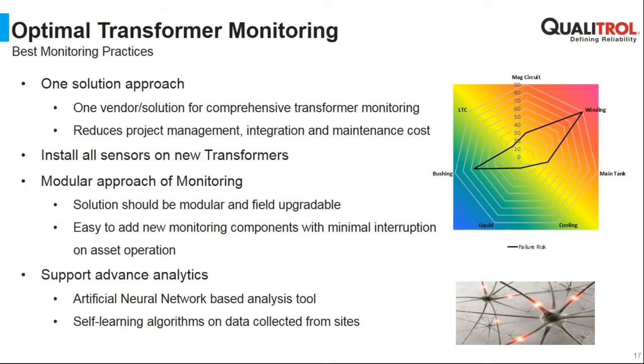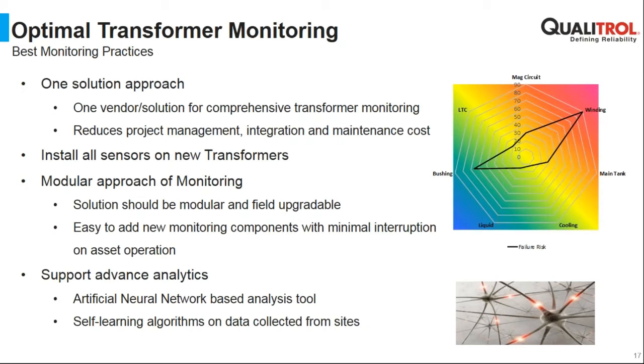As Thomas mentioned, install all sensors on the new transformer. Even if you're not going with comprehensive monitoring, you must have a provision to install the sensors in future. For example, if the severity of the transformer fault becomes higher, at least you should have the option to fit the monitoring system. But if you don't have sensors, you won't be able to fit the monitoring system. So for the new transformer, we strongly recommend that you have a provision to fit the sensors very easily.